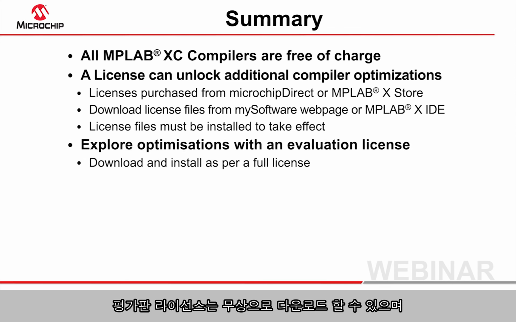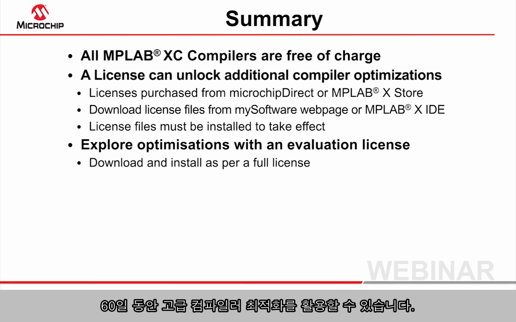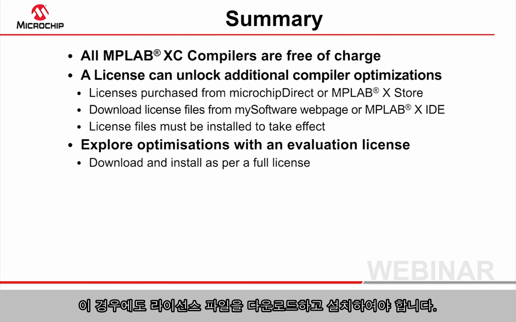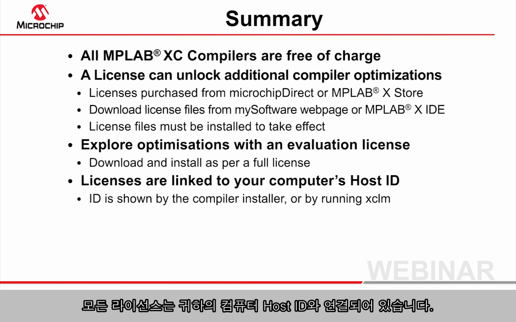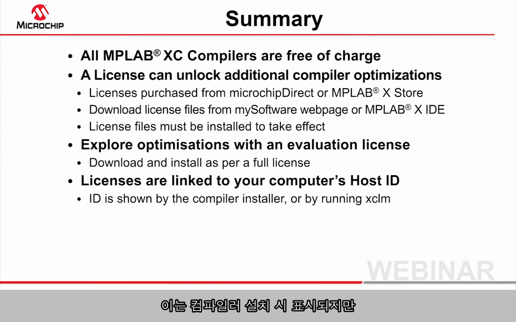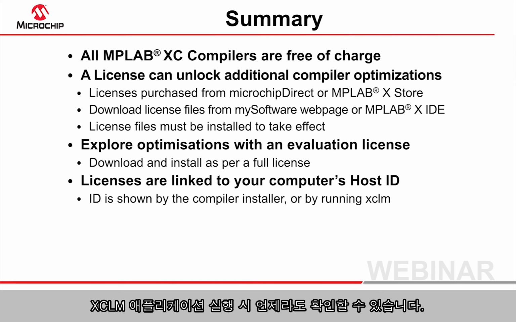An evaluation license can be obtained free of charge and gives you 60 days to explore the advanced compiler optimizations. As with a full license, a license file must be downloaded and installed to use this feature. All licenses are linked to your computer's host ID. This is shown when you install a compiler, but you can find it at any time by running the XCLM application that ships with the compilers.